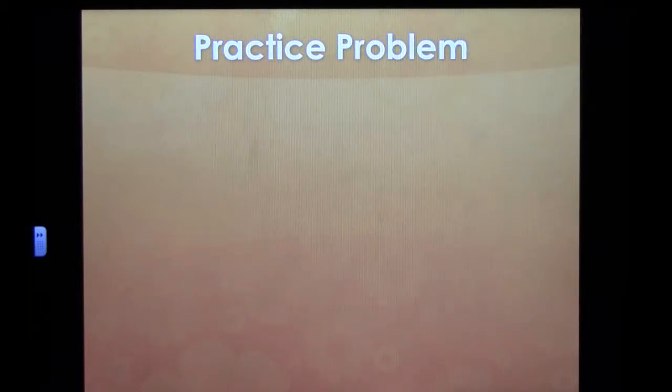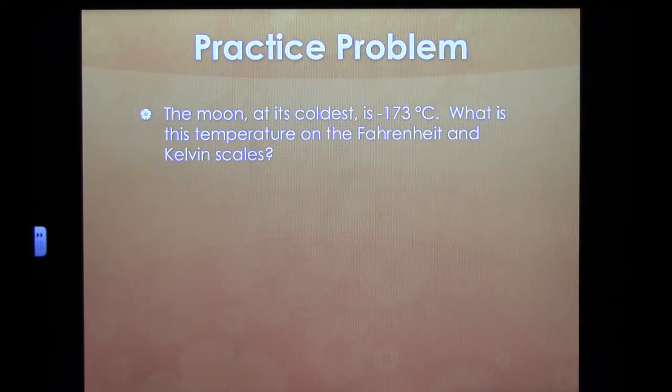For our next problem, the moon at its coldest is negative 173 degrees Celsius. What is this temperature on the Fahrenheit and Kelvin scales? So our starting temperature is in degrees Celsius, and we need to convert it to Fahrenheit first. So we take the temperature in degrees Celsius, multiply it by 9/5, and then add 32.